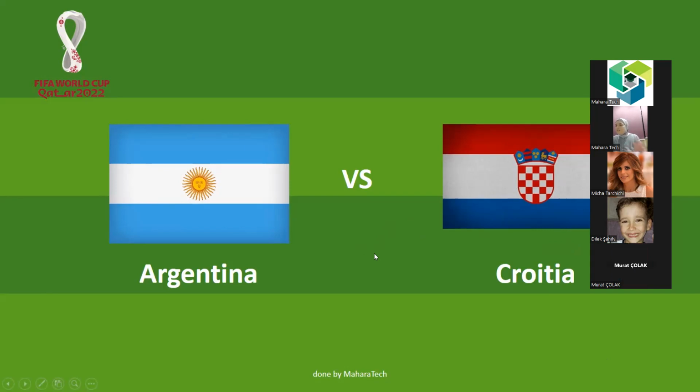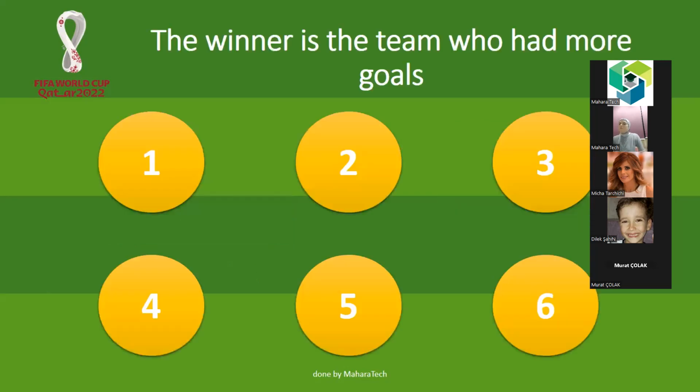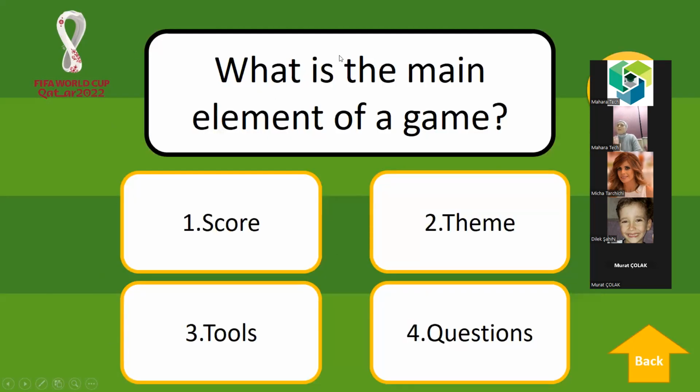Now we are going to play Argentina versus Croatia. You are going to answer the questions for Croatia to win, and Misha will do the questions for Argentina to win. Anyone who would like to help them out, please put your answers in the chat. Usually when we are playing this game inside the classroom, we divide the class into two groups, and each group defends their own supporting country, and then we play the game. The first one is for Argentina. This is the first question: what is the main element of a game? Now we are talking about gamification, of course. Is it the score, the theme, the tools, or questions? The score. The score, let's try it.